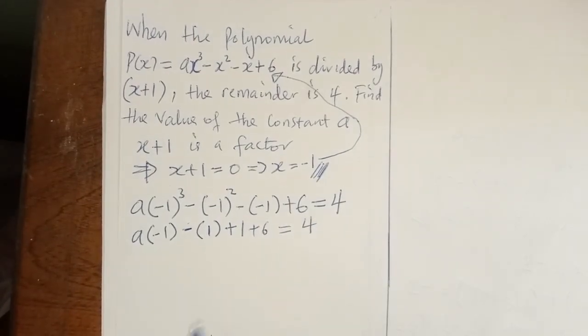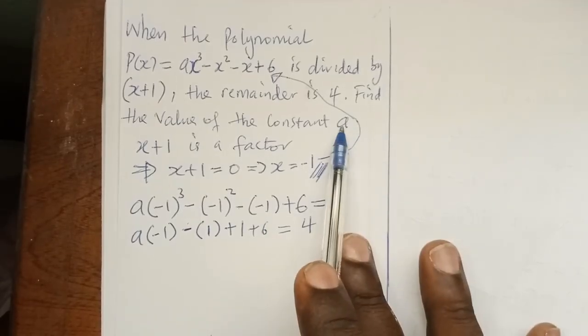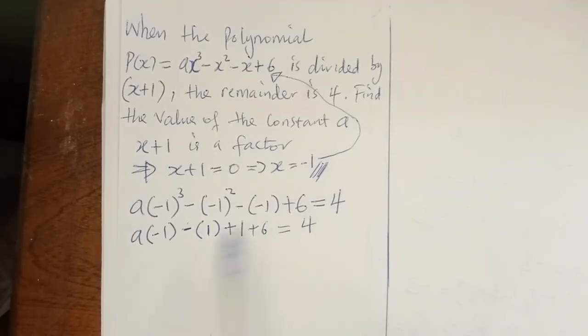If you are not careful with the signs here, you are going to make a mistake. And any mistake that you make with the signs here, you are going to change the value of the constant, which is a. So you must be very precise according to the way you are expressing it.